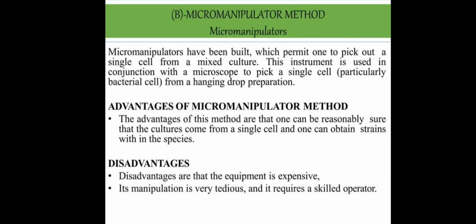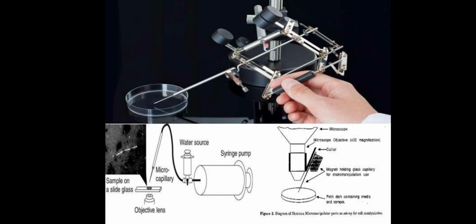Advantages of the micromanipulation method: one can be reasonably sure that the cultures come from a single cell, and one can obtain strains of the species. Disadvantages are that the equipment is expensive, and manipulation is very tricky and requires a skilled operator. The picture shows the slide glass, microcapillary, water source, syringe, and objective lens.